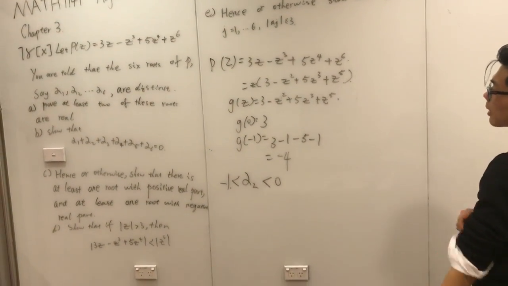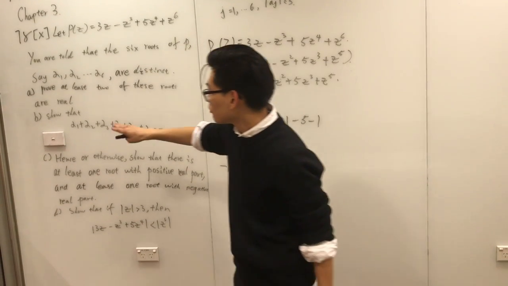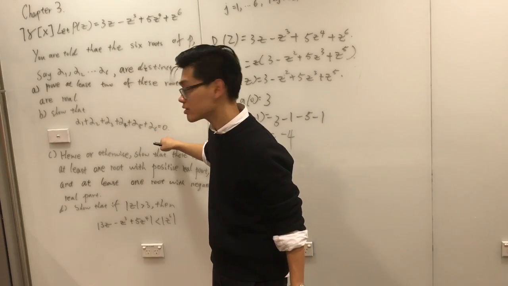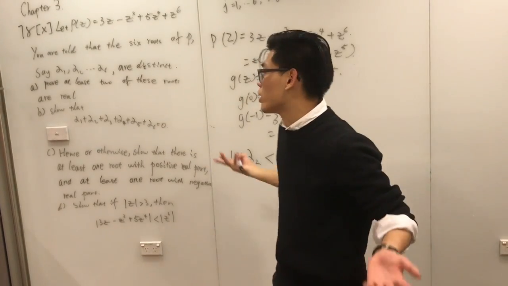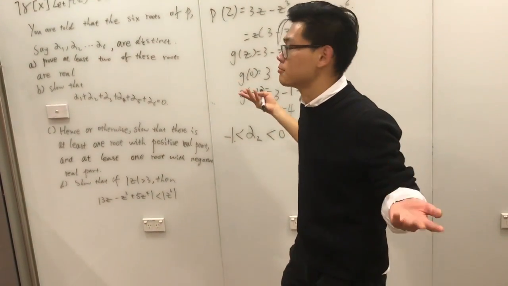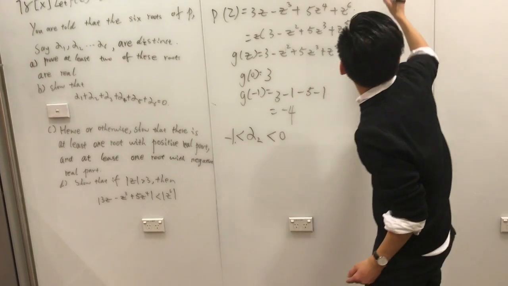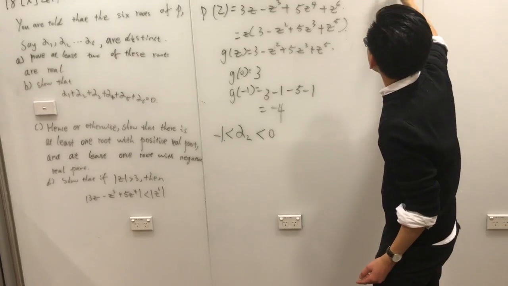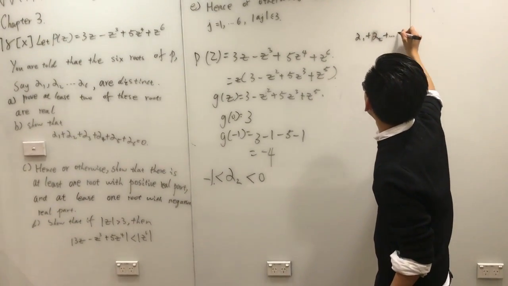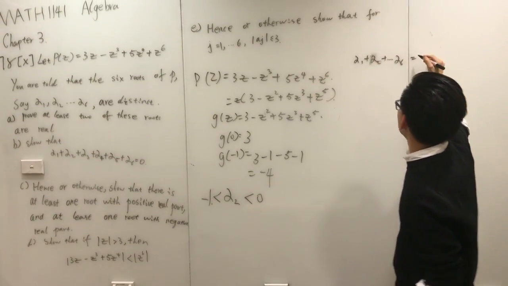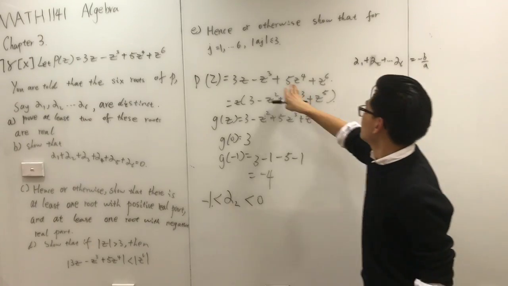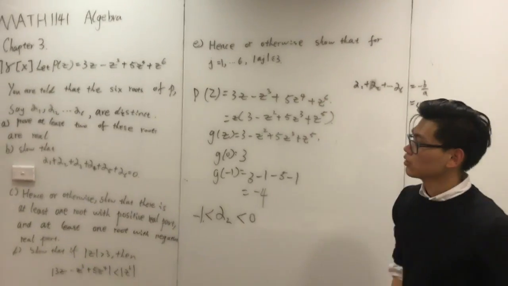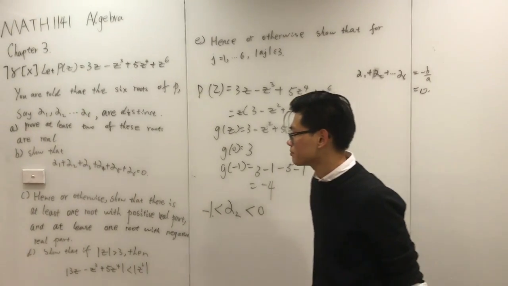So now we look at part 2. Alpha 1 plus alpha 2 plus alpha 3 plus alpha 4 plus alpha 5 plus alpha 6 equals 0. So this question is quite straightforward. The sum of roots equals negative b over a, which equals 0. And we can see b is 0, so it's 0. So part B is quite straightforward.